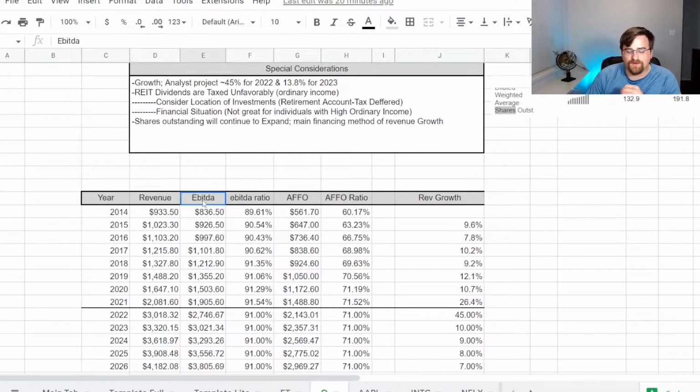But moving forward into EBITDA ratio. So you can see their EBITDA ratio over the last year. It's essentially their EBITDA over their revenue.